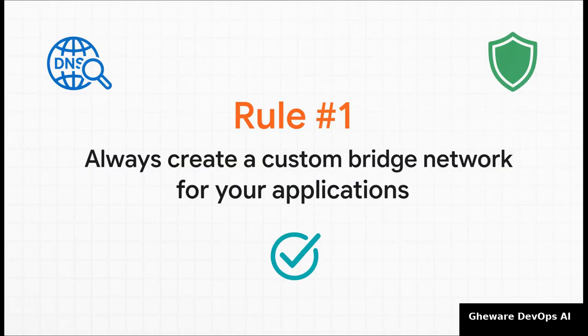So, if you walk away remembering only one thing today, let it be this. Rule number 1 is to always create a custom bridge network for your applications. It is the foundation for building secure, reliable, and scalable systems with Docker.